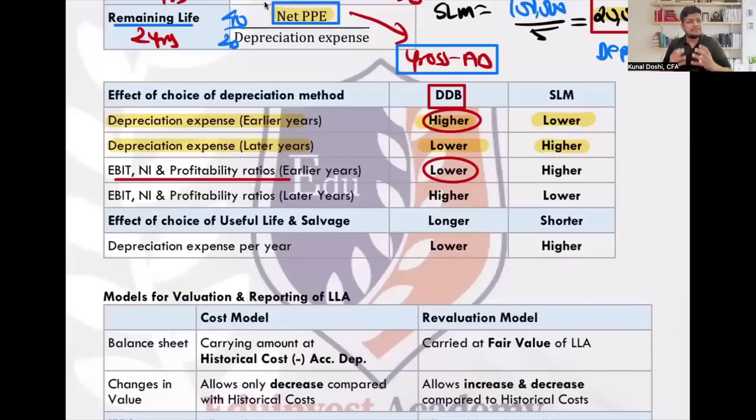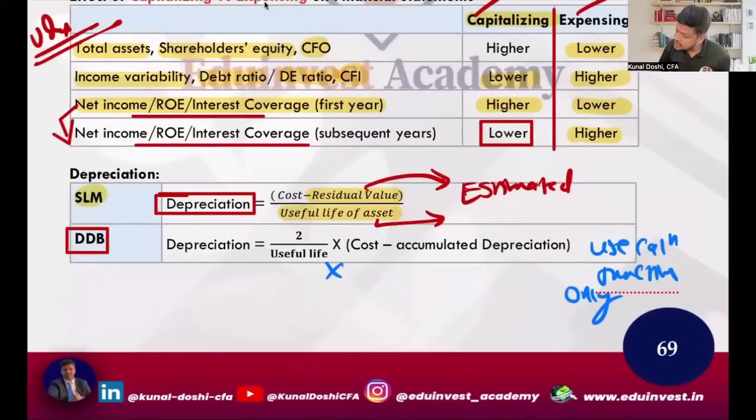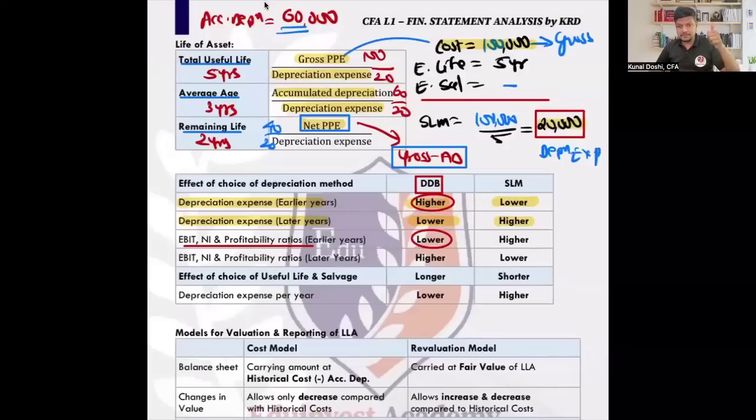Now, do you think managements play with this depreciation and can manipulate the numbers? Yes, because I told you there are two things in the calculation of depreciation that are estimated. The residual value and the useful life are in the hands of the management. What if you increase the residual value? What will happen to the depreciation per year? It will go down. Similarly, if you increase the useful life, the depreciation expense will go down. Are you getting it, everyone in the class?